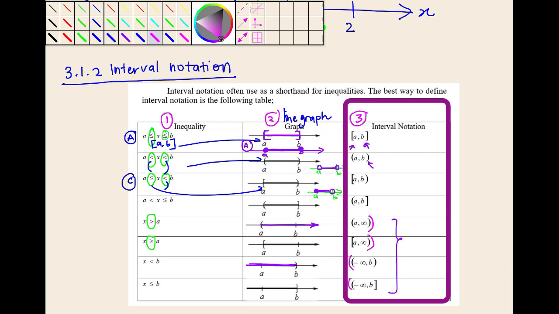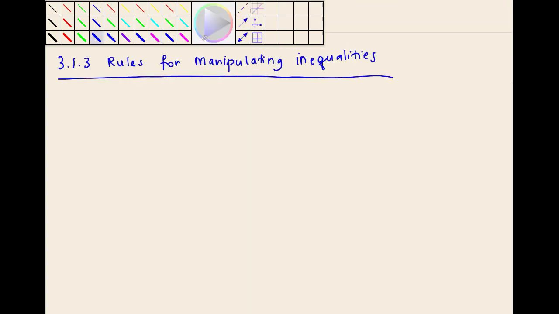Now we do 3.1.3, which is rules for manipulating inequalities. Okay, you can refer your notes. These are the same. However, I make it short that there are 6 rules on inequalities. Okay, manipulating inequalities, that means how do you calculate? Okay, how do you solve for inequalities? So there are 6 rules. You use the rules according to the problem. Okay, so different problem, you use a different rule. So since there are 6 rules, so let's do it in the table.